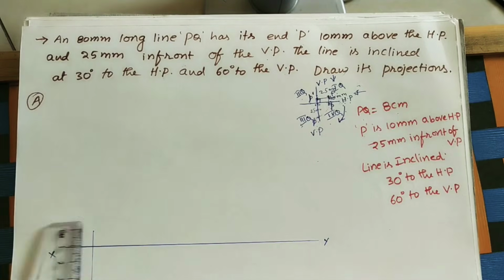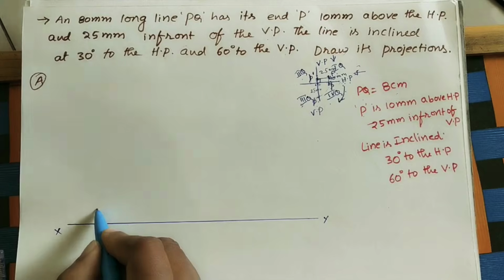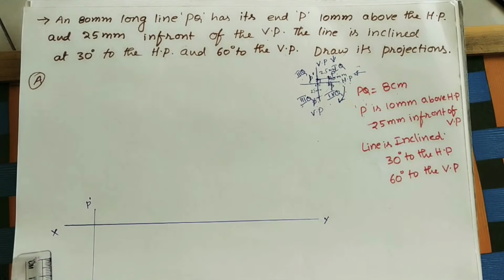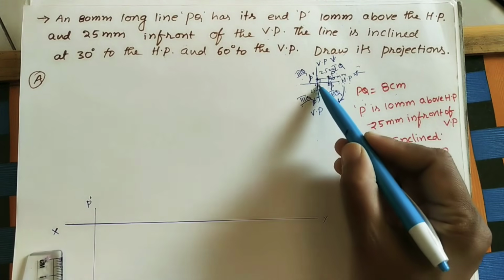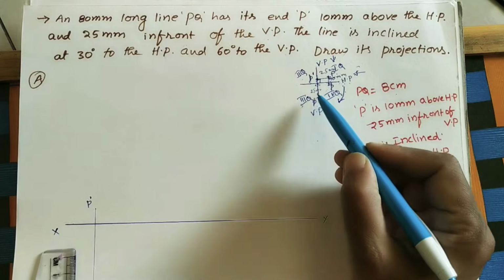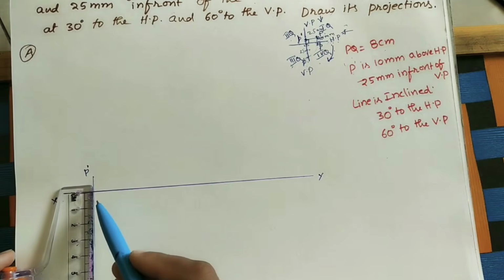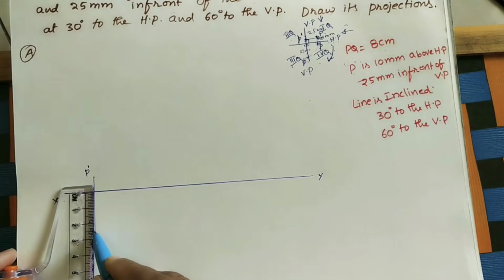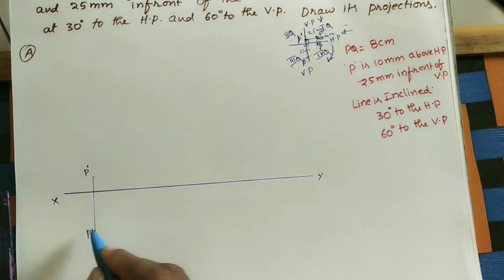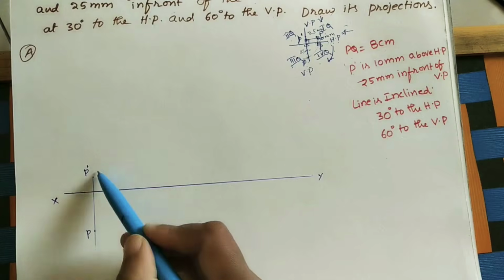Just draw the projector line here like this. Mark this point as P dash. Okay, P is coming 25 mm below XY. So on the same projector line, 25 mm below XY, take the P point. Both P dash and P should come on the same line.